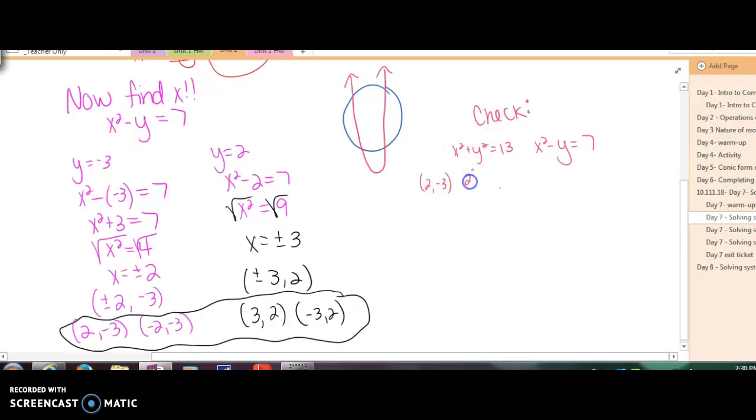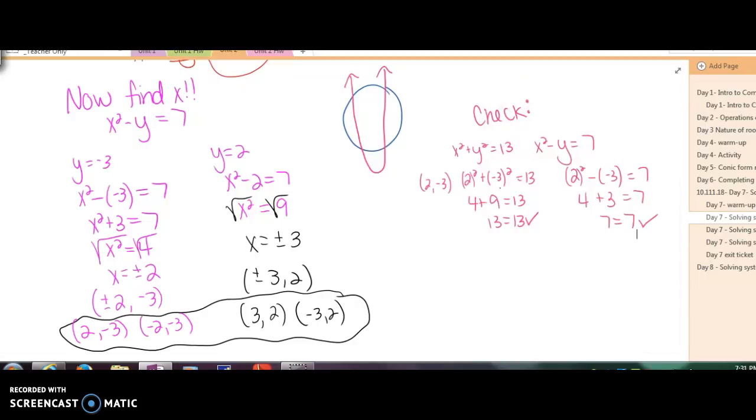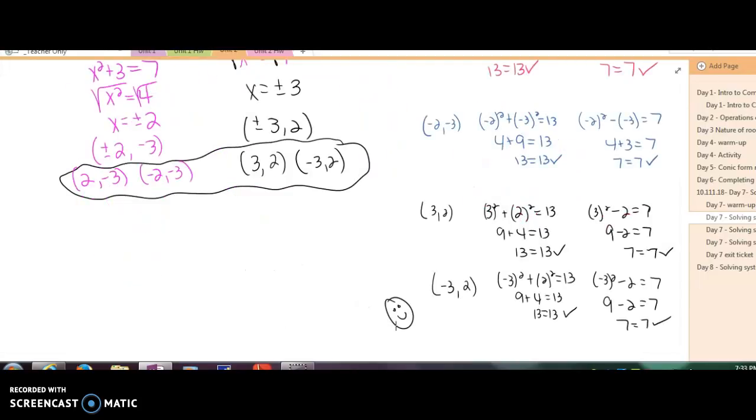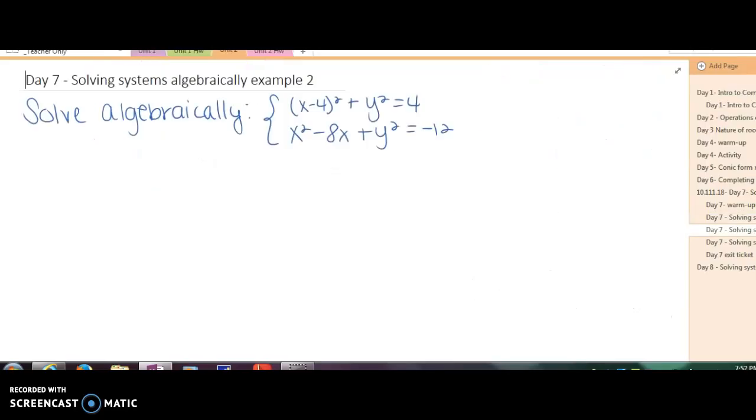If I plug in 2 squared plus -3 squared, do I get 13? Well, 4 plus 9, yes, is 13, so that one is good. And then x squared is 2 squared minus -3 equals 7. 2 squared is 4, minus negative becomes a plus 3, and yes, 4 plus 3 equals 7. So now I want you to take the other 3 coordinates and do the same thing. Pause the video and resume it once you've finished that. So hopefully you got that they all checked out. Looks good. Therefore, those 4 answers are our 4 solutions to that system.